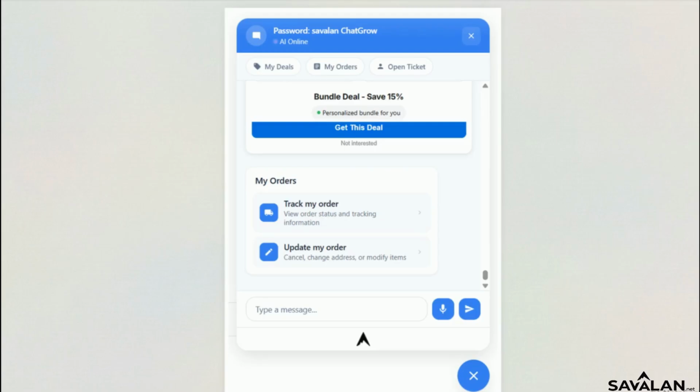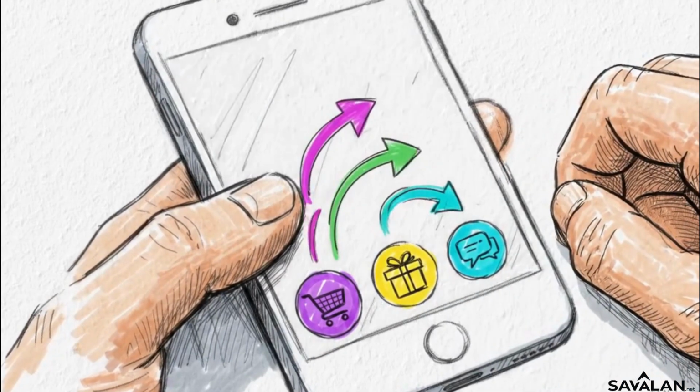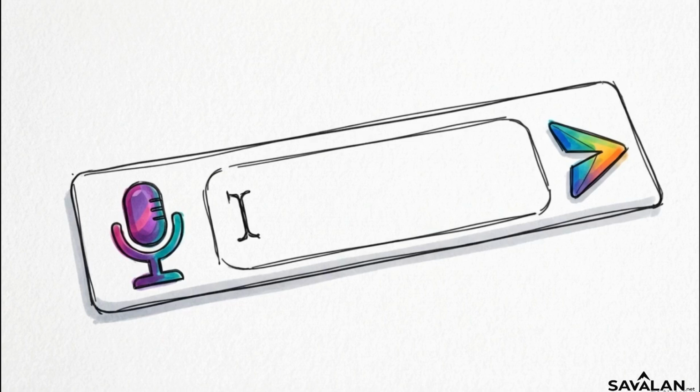On the storefront, shoppers see this interface when they open the chat widget. Quick action buttons like My Deals and My Orders are located right at the top. These buttons guide the shopper immediately, removing the need for them to guess what they should type to get assistance. Shoppers can click these structured buttons or type natural questions into the message bar below.